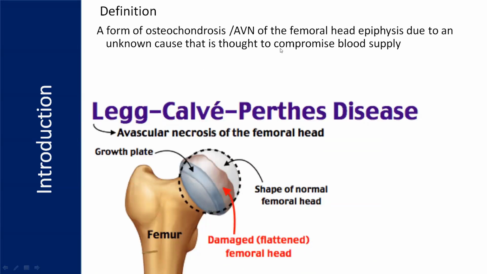The definition of Legg-Calvé-Perthes disease: it's a form of osteochondrosis or avascular necrosis of the femoral head epiphysis. It's usually due to an unknown cause that's thought to compromise blood supply. A really important point here: if we know the cause, then it's usually not Perthes disease. Like if we know it's due to trauma, avascular necrosis due to trauma, due to sickle disease, this won't be Perthes. Perthes is idiopathic.